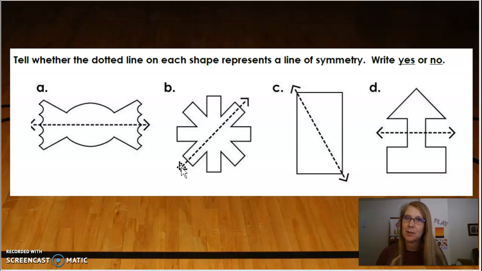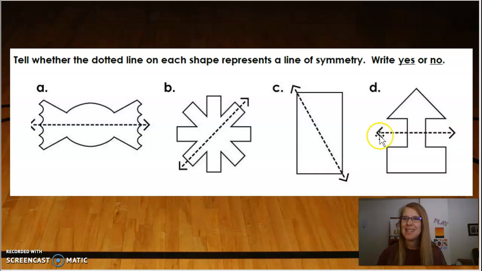Now here's a really tough one. Let's look at this rectangle. Is this dotted line a line of symmetry? Does it create two different objects who both have the same size and shape? I don't think so. A rectangle can have a line of symmetry, but the line of symmetry for a rectangle should go up and down vertically or across horizontally, not diagonally. So that's a no.